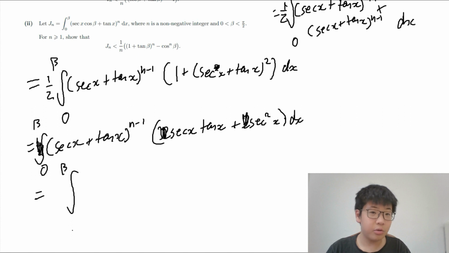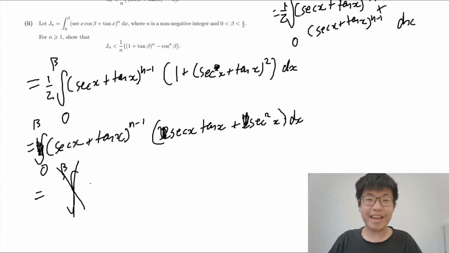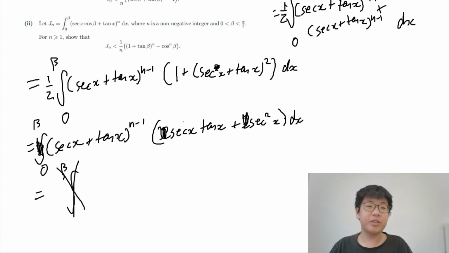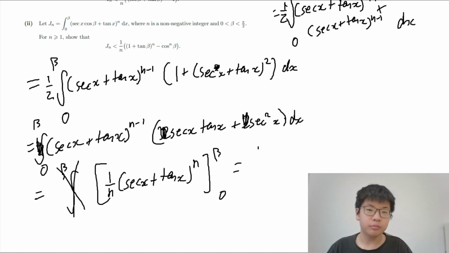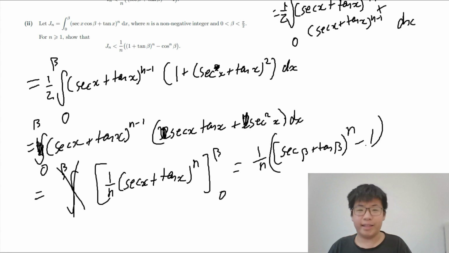Anyways, so this becomes, wait for it, the integral from 0 to beta. Actually, forget it. We don't need another integral because, as you can see, this is actually a chain rule. So basically, you see that this is the derivative of this, right? So this should be 1 over n (sec x + tan x)^n from 0 to beta, which equals 1 over n ((sec beta + tan beta)^n, obviously, minus 1). Yay! We have finished the first part.